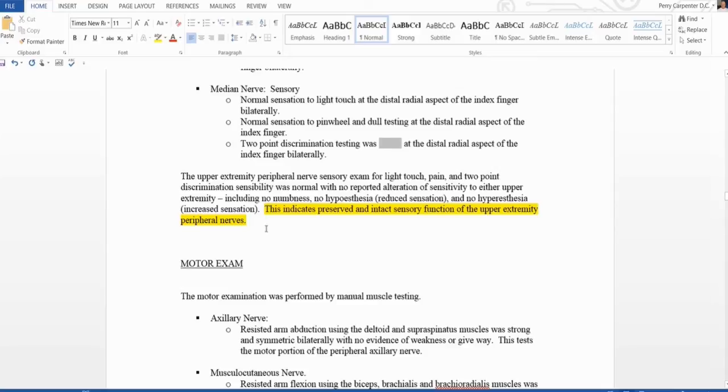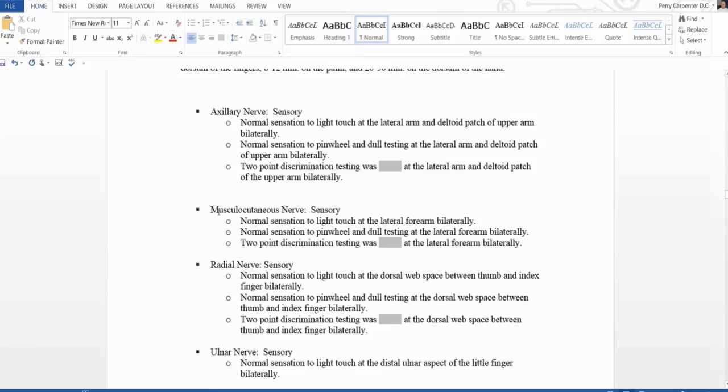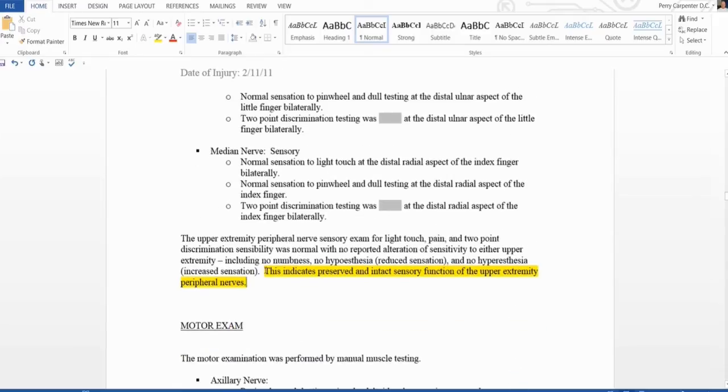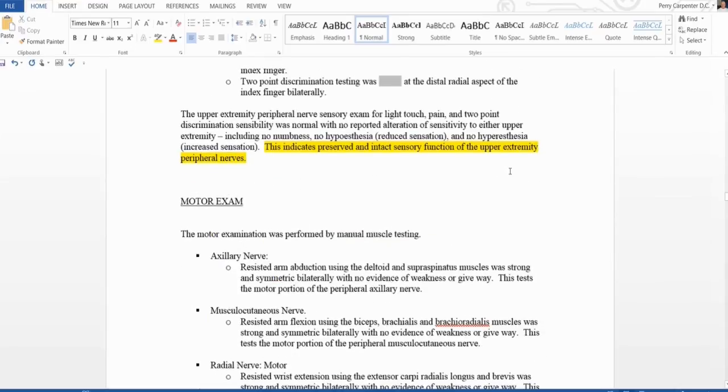The conclusion is that, in your opinion, what you're saying here in great detail, notice, doctors, the great detail, what you're saying is that, in your opinion, based on your thorough examination, you conclude that upper extremity peripheral nerve sensory function is intact and preserved. And in this way, doctors, this physical examination finding becomes an irrefutable finding, which is exactly what you want.